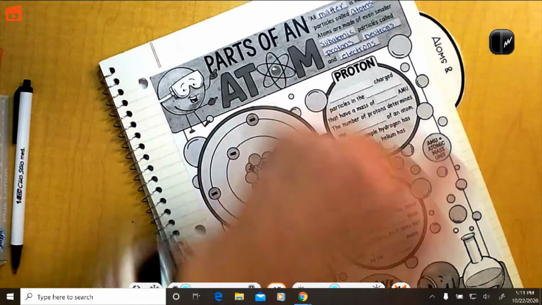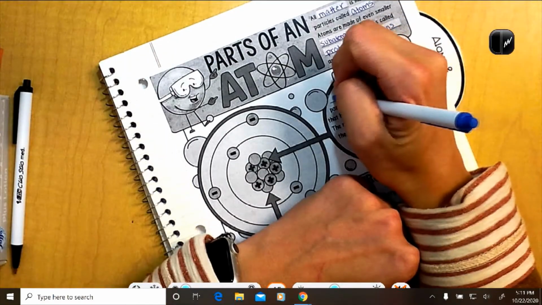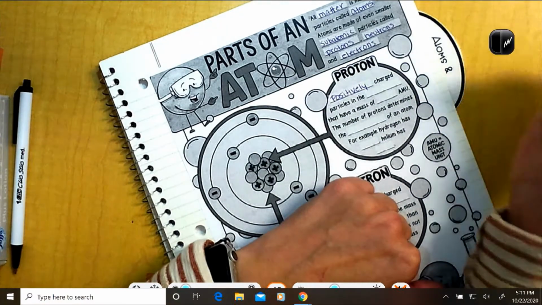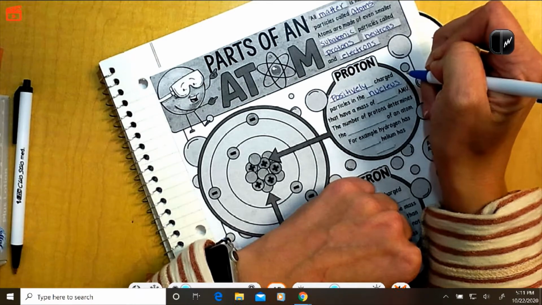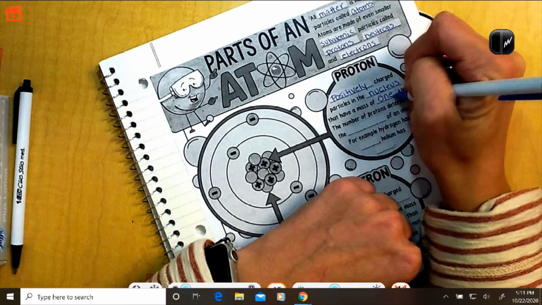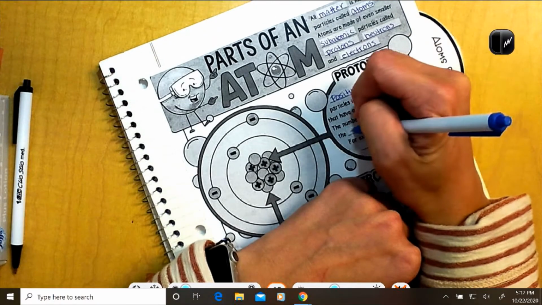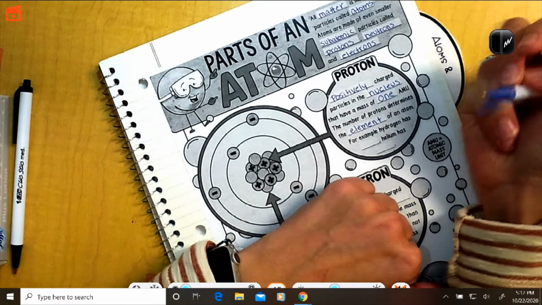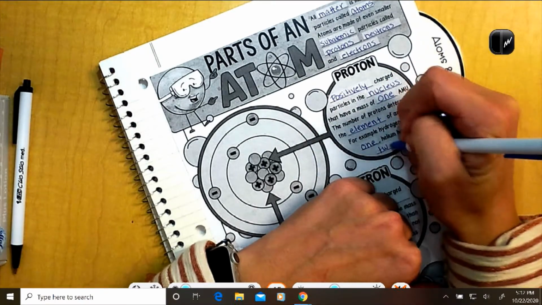Okay, let's start with proton. Protons are positively charged particles in the nucleus that have a mass of 1 AMU, or atomic mass unit. The number of protons determines the element, excellent, of an atom. For example, hydrogen has 1 proton, helium has 2 protons.